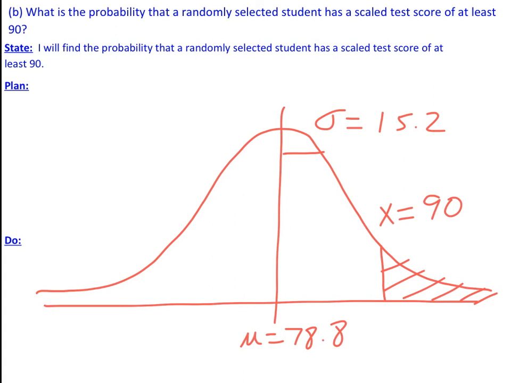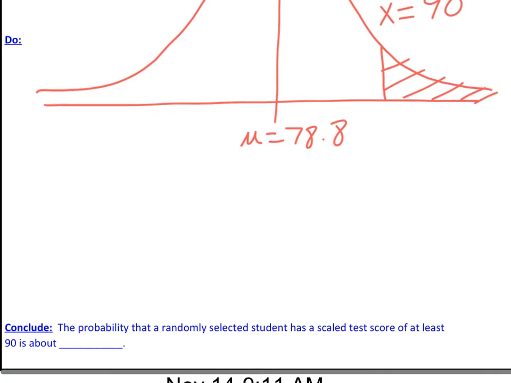You'd go normal CDF, 0.23. So the probability of a randomly selected student getting a score of at least a 90 is about 0.23 or 23%.